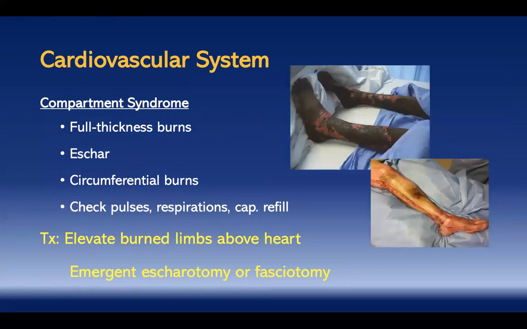Now, for the cardiovascular system, one of the risk factors here is compartment syndrome, and that's related to the tightness that can happen from eschar and from all the third spacing of fluid. So this is more common with full thickness burns, and it can happen from the eschar and with circumferential burns. So with circumferential burns, again, the eschar cuts off circulation to that extremity, and makes blood flow almost impossible.